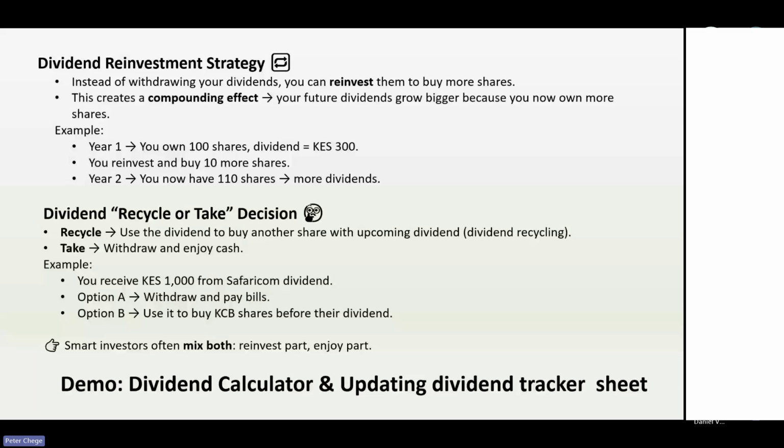Again, you're adding to the total shares you have. So it's like you're creating a compounding effect, using your dividend to buy future dividends. And that helps you grow bigger because now you own more shares without incurring additional cost on your side. You're not using your money in your pocket to buy those shares. You're just using that dividend, unless you want to top up and buy more shares.